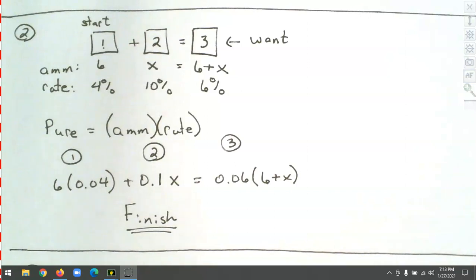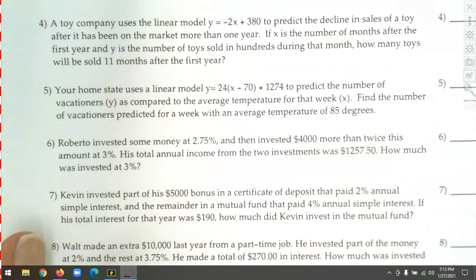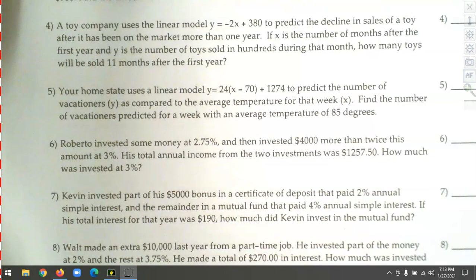So question 6 here. We're looking at investing. So we're going to invest some money at 2.75% and $4,000 more than twice this amount at 3%. We know our total annual income is $1,257.50, and we want to know how much went at the 3%.